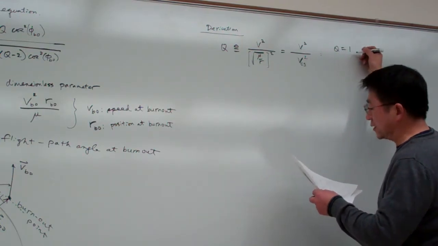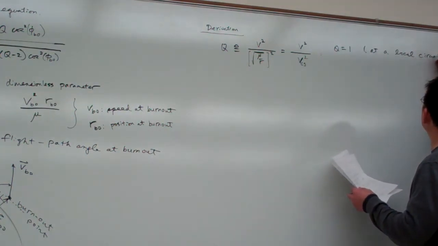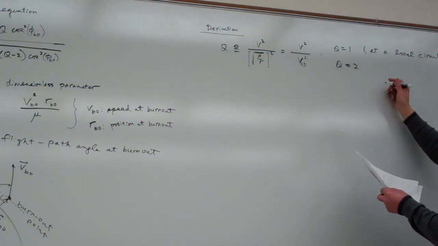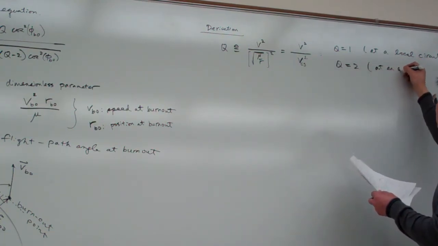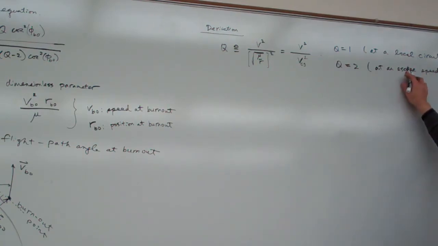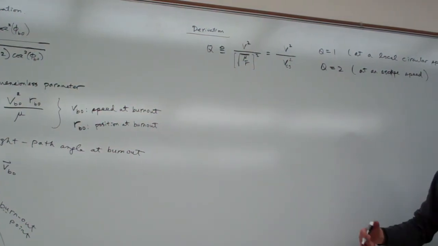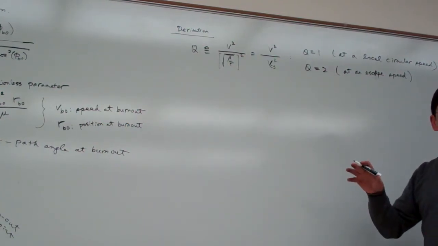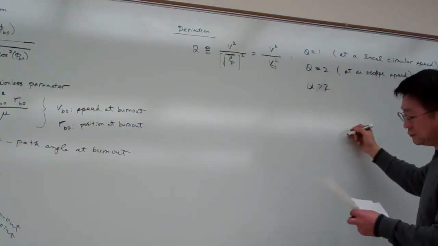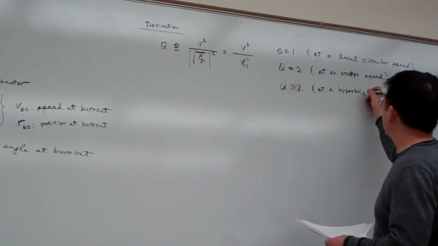So when Q is equal to 1, that means this is at the local circular speed. When Q is equal to 2, this is at the escape speed. Escape speed, back to our chapter one, means once you launch it, it is going to escape away from the gravitational drag of the Earth, for example, okay? Q greater than 2, so that is the hyperbolic orbit.